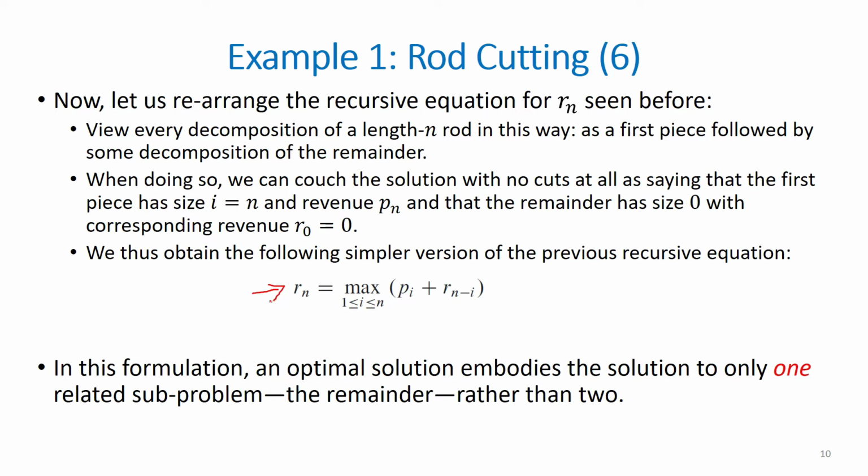By doing so, we have reduced the calculation complexity by only requiring the equation to calculate the solution to one subproblem, that is the second term, rather than two subproblems. The first term over here is fixed and does not need to be calculated.